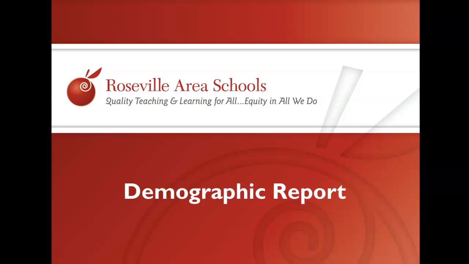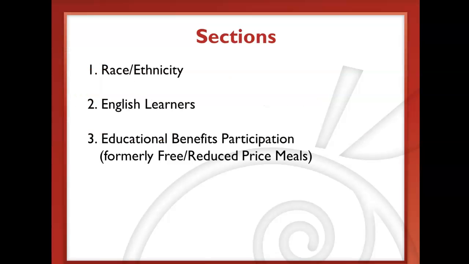We're going to move on to the demographics section of our report. And it actually has 3 different sections. There is a race and ethnicity section, an English learner section, and finally the educational benefits participation, which is also commonly referred to as the free and reduced price meals program.